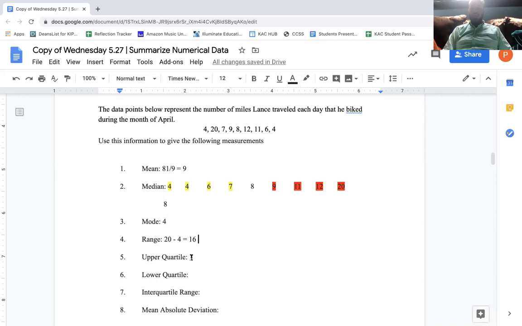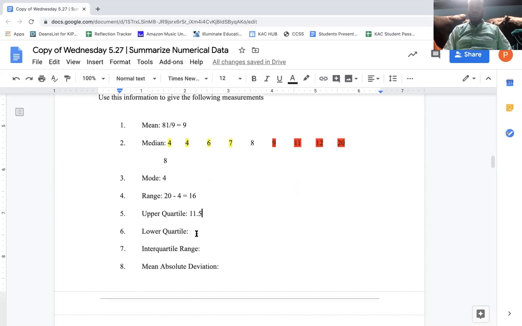Upper quartile. Remember that the upper quartile is the middle of the bigger half of the numbers. I don't include 8, so the middle of these 4 numbers is right in between 11 and 12. In between 11 and 12 is 11.5. Lower quartile is the middle of the lower set of numbers, so it's these 4 numbers. The middle is right here. What's in between 4 and 6? It's 5.